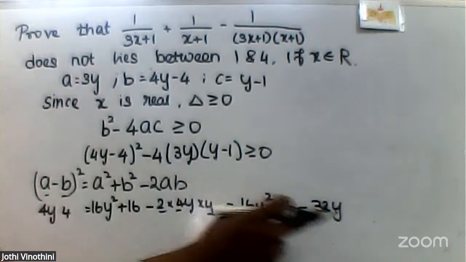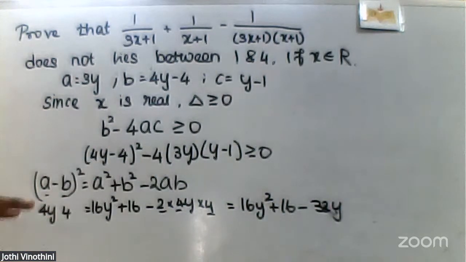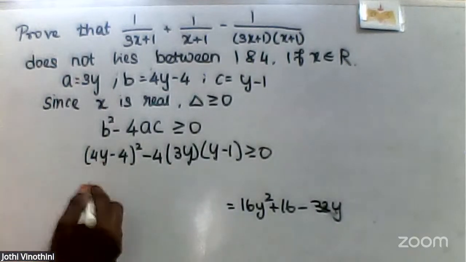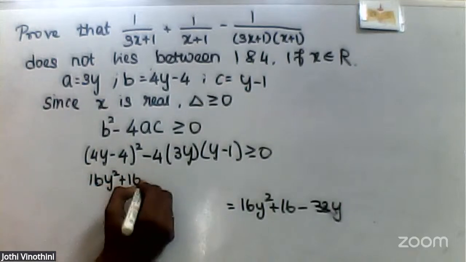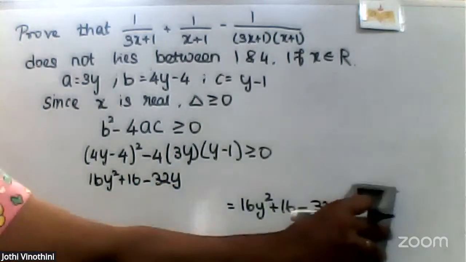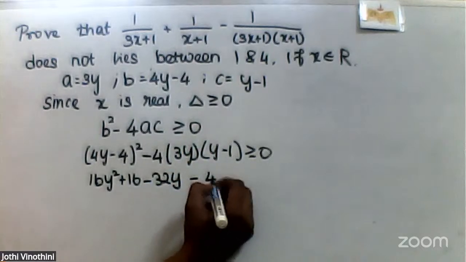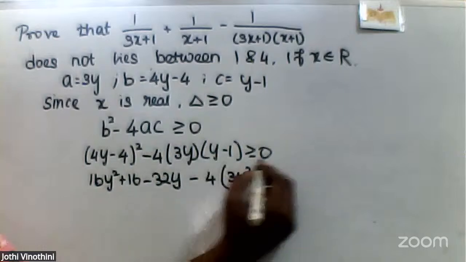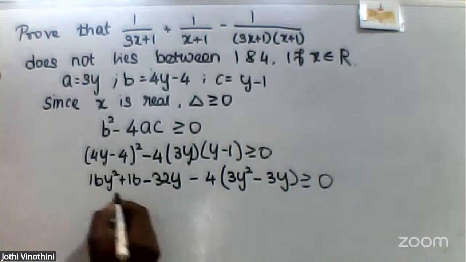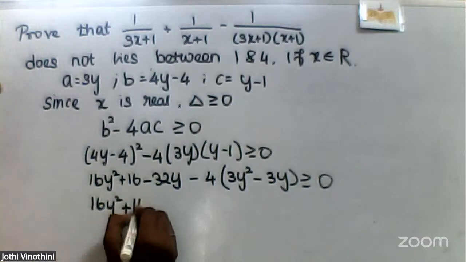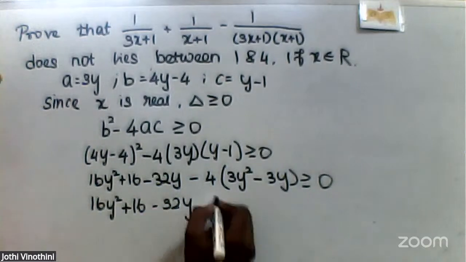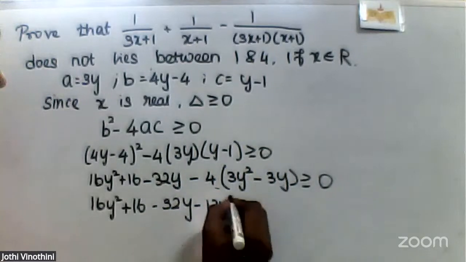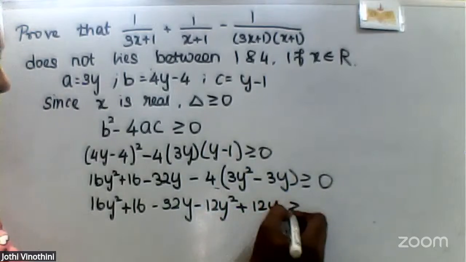So in place of this, I can write this one. We are just expanding this. So in place of 4y minus 4 the whole square, I am writing 16y squared plus 16 minus 32y. I am going to keep the 4 as it is, and now I am multiplying 3y with y minus 1. So 3y into y is 3y squared, minus 1 into 3y is minus 3y, greater than or equal to 0. I am going to keep these terms as they are: 16y squared plus 16 minus 32y. I am going to take this minus 4 inside, so it becomes minus 12y squared plus 12y, greater than or equal to 0.